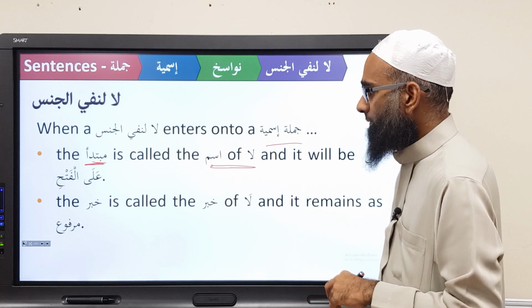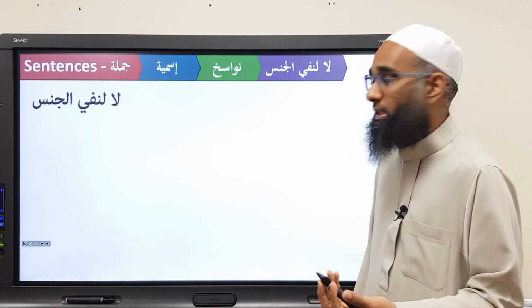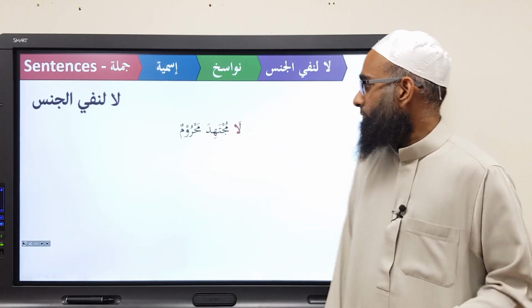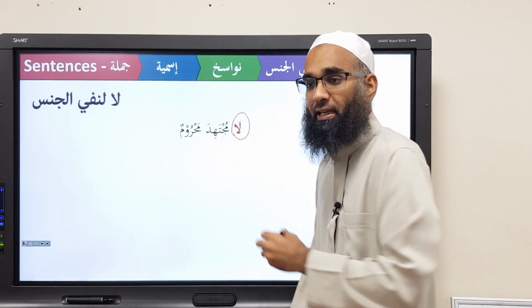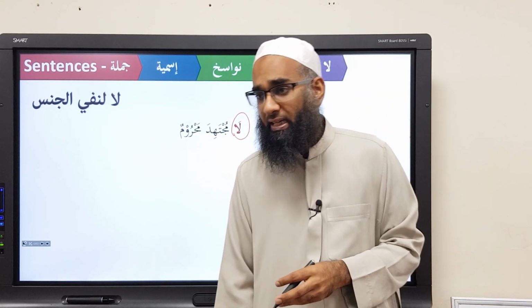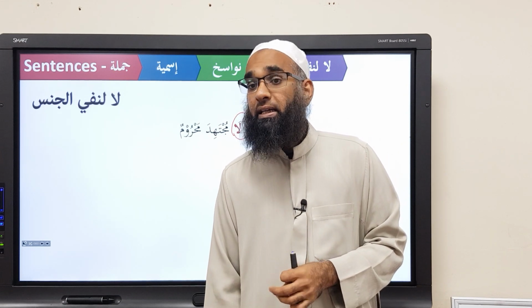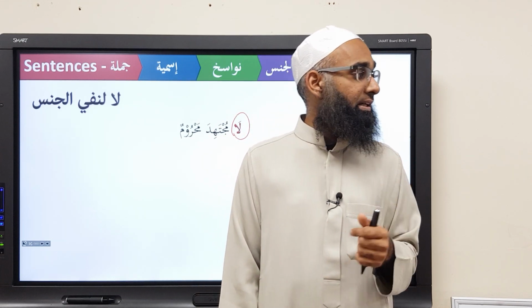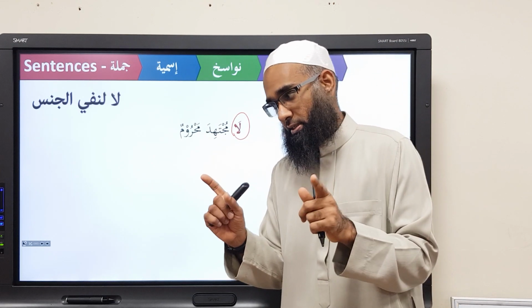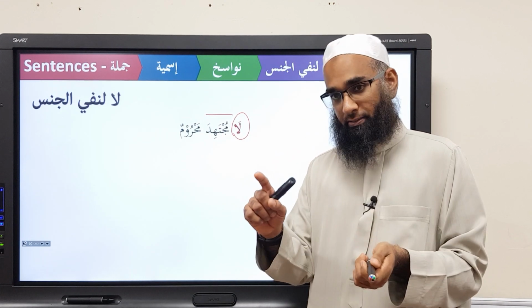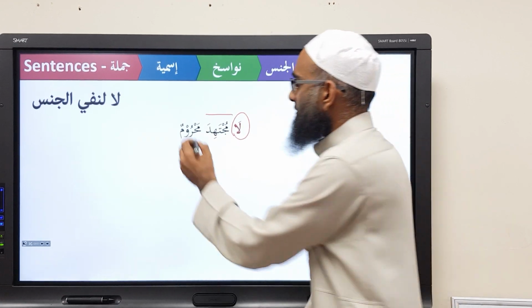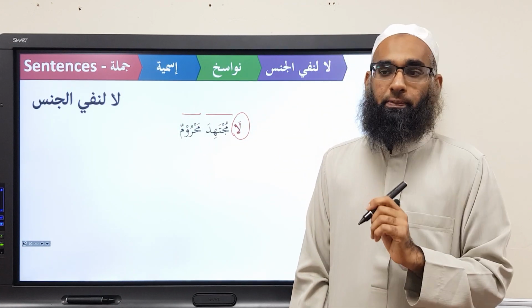So for example here, and the khabar is called the khabar. So in this example, what's la going to become? La is the la linafyi al-jins. What is it? La linafyi al-jins. Say again. La. So la linafyi al-jins. This was the mubtada, but it has now become the ism of la, like inna. And this remains the khabar of la.